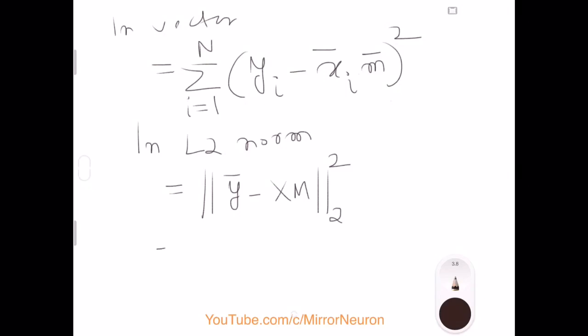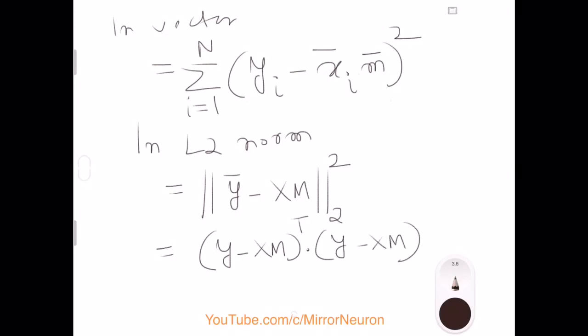And this can then be rewritten as, don't worry, it might look confusing, but you don't have to go into too much detail. It's just different ways of writing this equation in different forms: in vector, in expanded, or in L2 norm. And this same thing can be rewritten as y minus xm transpose times y minus xm.